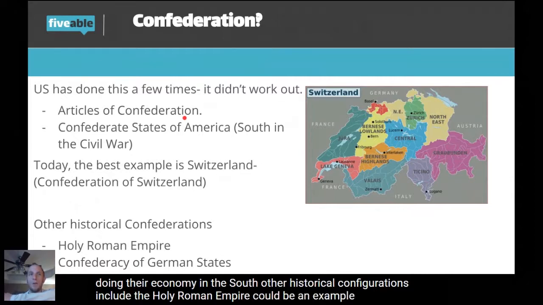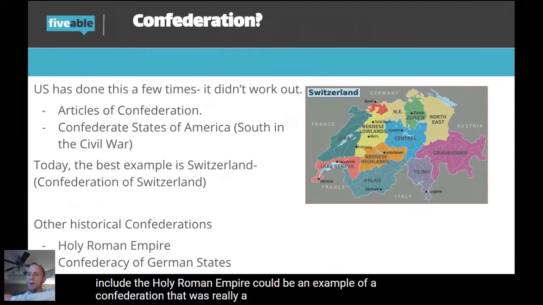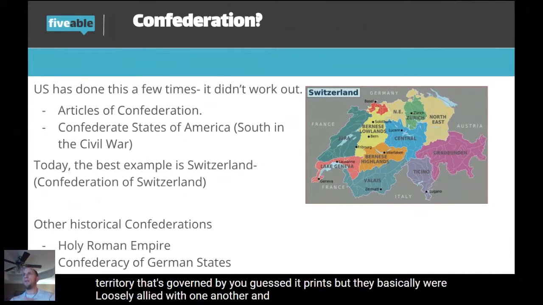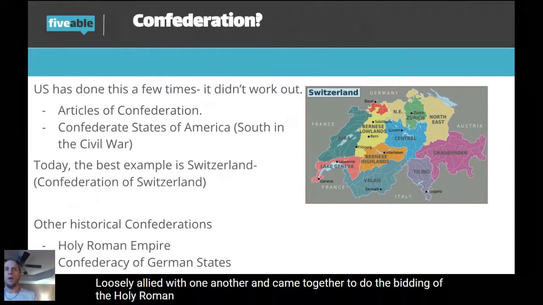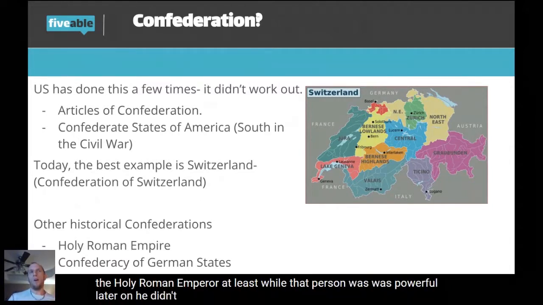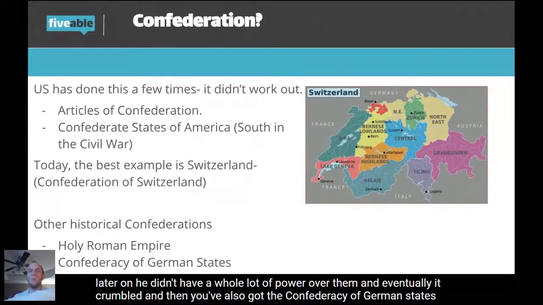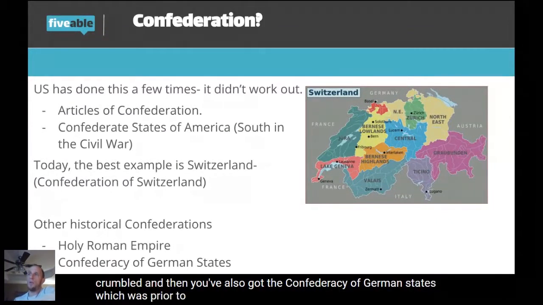It could be an example of a confederation that was really a group of principalities. A principality is a territory that's governed by, you guessed it, a prince. But they basically were loosely allied with one another and came together to do the bidding of the Holy Roman Emperor, at least while that person was powerful. Later on, he didn't have a whole lot of power over them, and eventually it crumbled. And then you've also got the Confederation of German States, which was prior to Germany's unification in the 1800s.